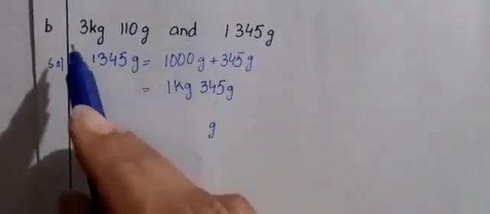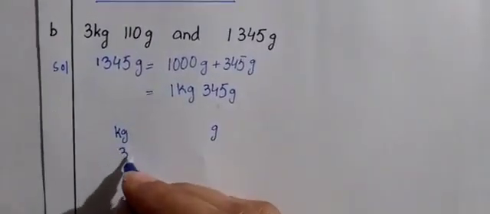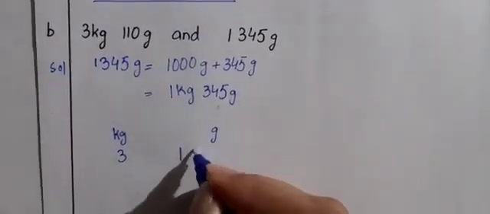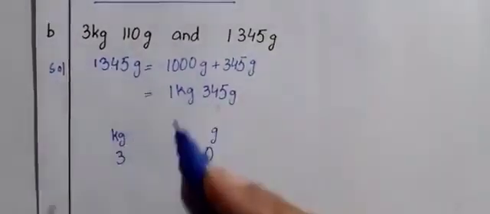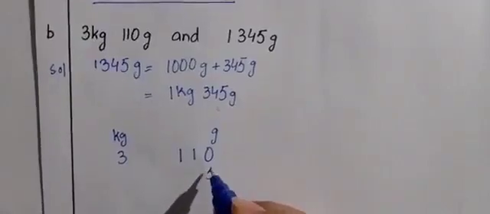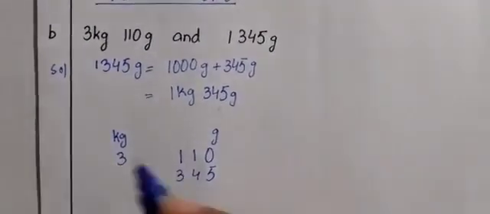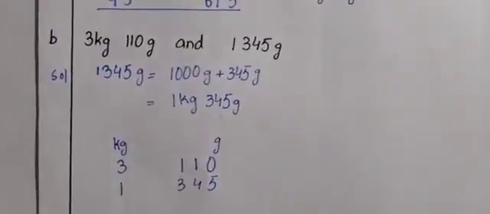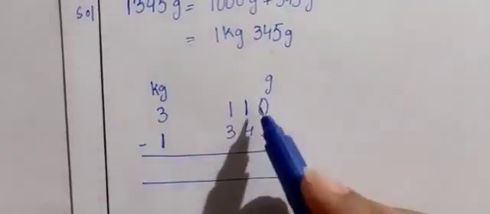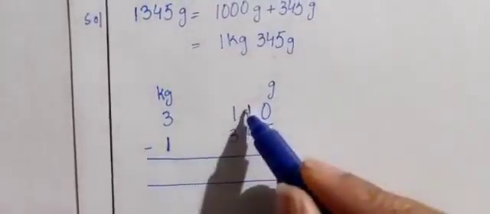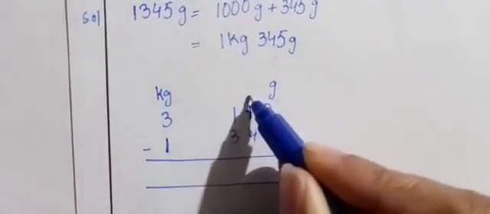For kg, in the first value there is 3 kg 110 gram. I will write 3 under here and 110. For the second value, we will write 5 under 0, 4 under 1 and 3 under 1. And then I will write 1 under 3. So boys, now we have to subtract it. Can I subtract 5 from 0? No. What I will do, I will take borrow from it. It will be 10. And now it is 0.